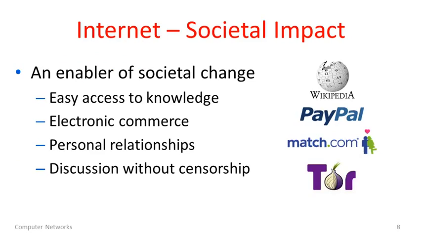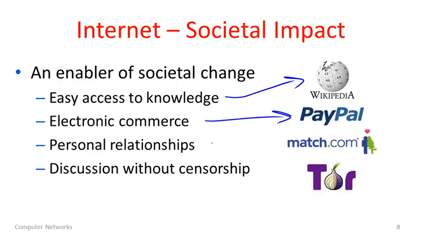Another reason why you might care to learn about the internet is the tremendous impact that it has on our society. So the internet is really an enabler here of societal change. And you can see this in some of the ways that we already use the internet today. The internet provides very easy access to large amounts of knowledge by systems such as Wikipedia. Previously, that knowledge could be very difficult, time-consuming, or expensive to obtain. The internet allows us to undertake electronic commerce with systems such as PayPal, with really very little friction, so that we can buy and sell goods across the internet very easily nowadays.